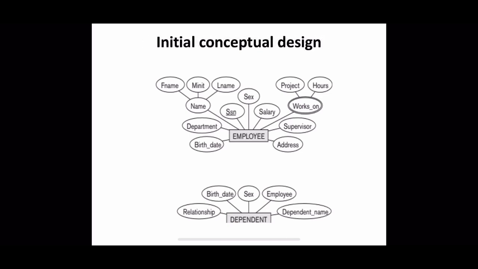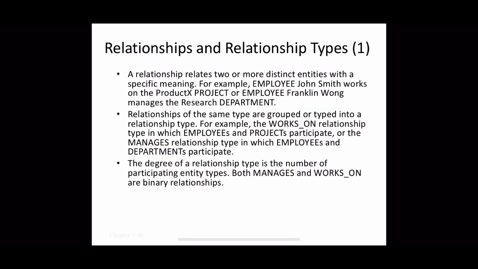So based on different requirements, we have identified the different entity types in our company database, right? And also we have identified different attributes for each entity type. The next step is to find out how these entity types are actually interconnected or interrelated. So the next step is finding out the different relationships. Before that, let us formally define a relationship. A relationship in any database relates two or more distinct entities with a specific meaning.